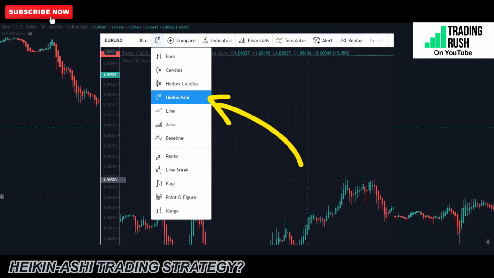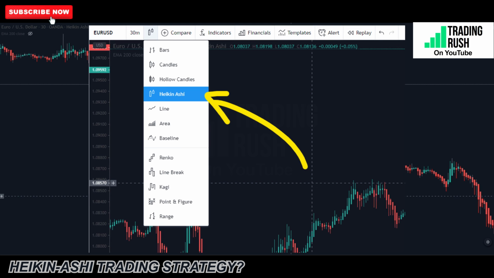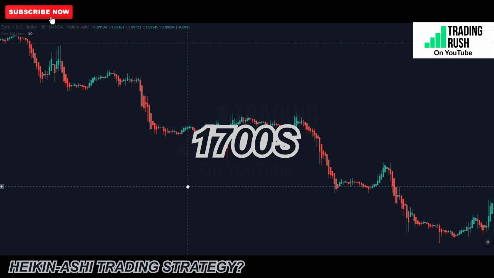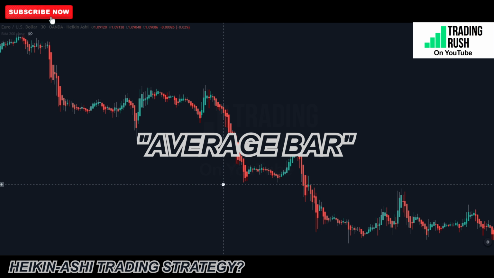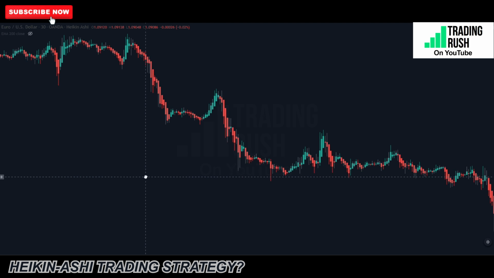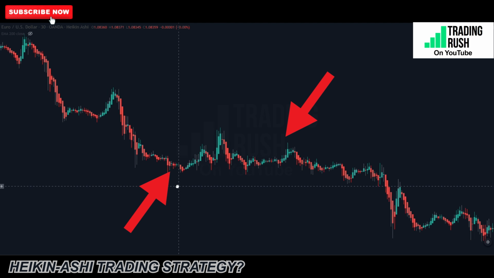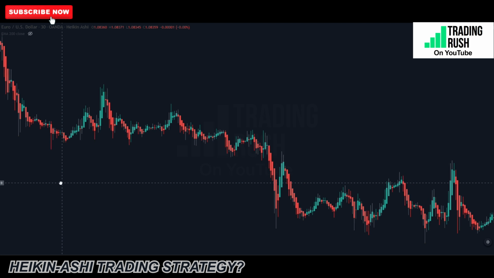Heikin Ashi is a very useful candle type that is very popular among new traders. It was made by Munehisa Homma in the 1700s, so it's really old. Heikin Ashi means average bar in Japanese. You can tell by the name that Heikin Ashi averages price data to create candles that appear smoother than the normal candlesticks. Heikin Ashi candles filter out market noise.